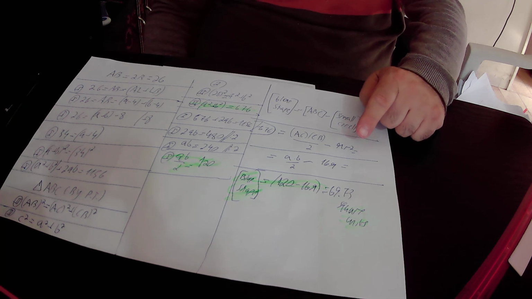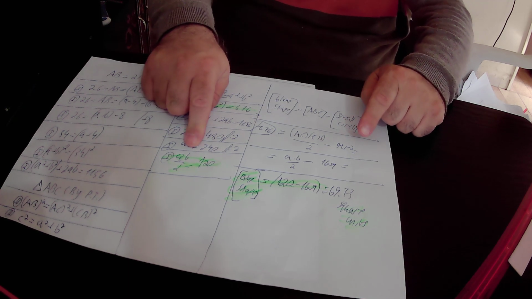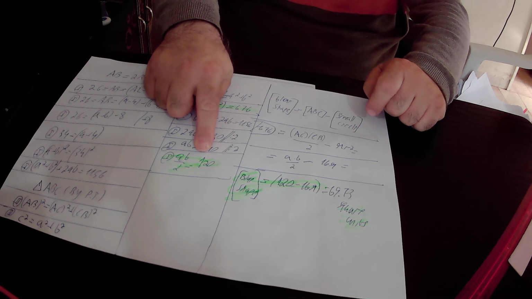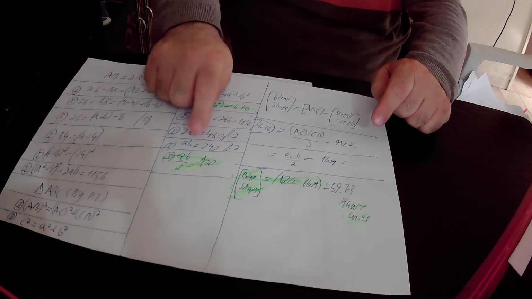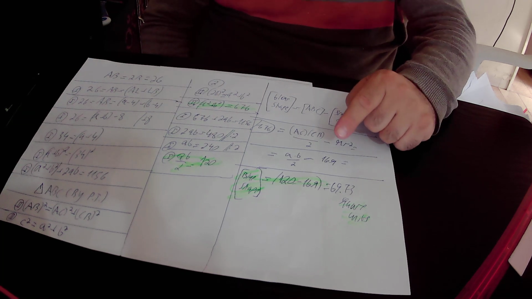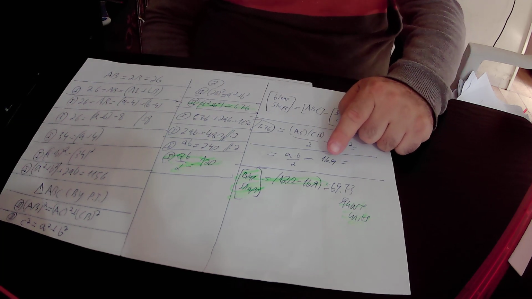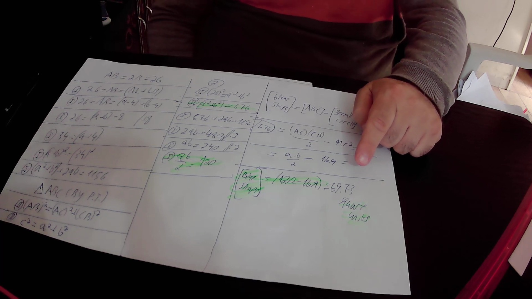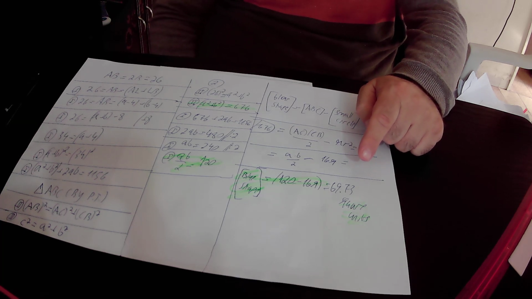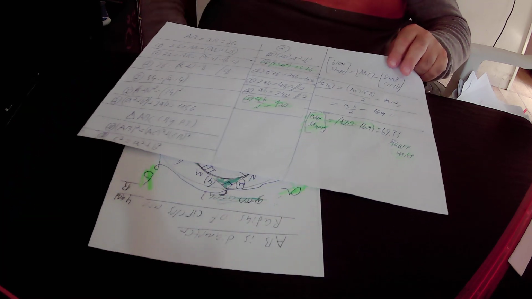minus 16 pi. We have already found that A times B over 2 equals 120, so we can substitute A times B over 2 by 120, and we got that the area of the blue shape equals 120 minus 16 pi square units, so in terms of numbers it is equal to 69.73 square units. Okay, we finished the first question.